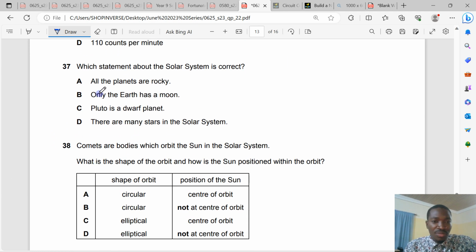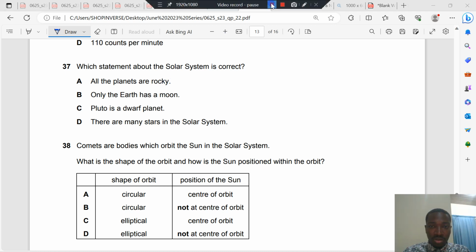Question 37. Which statement about the solar system is correct? All the planets are rocky. That is not correct. Not all the planets are rocky. So the second option says only the Earth has a moon. That's not correct. Most of the planets in the solar system have moons. Pluto is a dwarf planet. That's correct. Pluto is a dwarf planet, a very small planet.